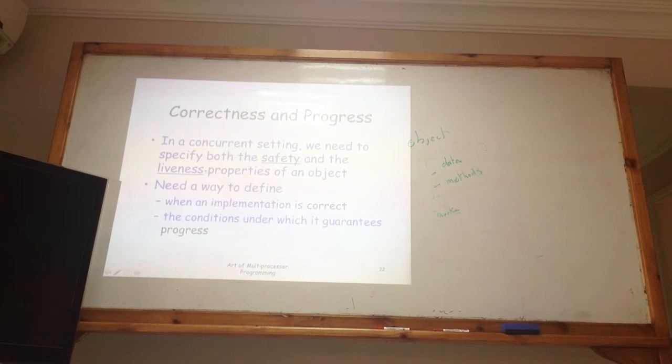For concurrent objects, we need to specify both the safety and the liveness properties of an object. By safety we mean that it's safe, it's correct, you get a correct result in the end. Liveness means that they are alive, you're not deadlocked, you're not stuck doing nothing. So you want to make sure there is some execution happening, and whatever is happening is correct. So let's see how to show that.